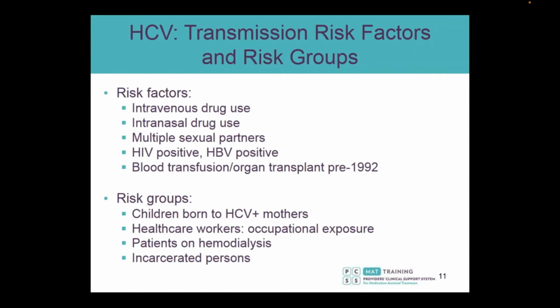Other risk factors include patients with multiple sexual partners, those who are HIV or hepatitis B positive, and prior to 1992, blood transfusion and organ transplantation, which were considered risk factors prior to widespread screening of blood products and organ transplantation. In terms of risk groups, children born to hepatitis C infected mothers, healthcare workers through occupational exposure, patients on hemodialysis, and patients who had a history of incarceration may be at higher risk. And so just sort of putting this all together, hepatitis C is transmitted from blood-to-blood contact. So blood from one individual gets into the bloodstream of another individual, and these are the factors and groups where that can occur commonly.